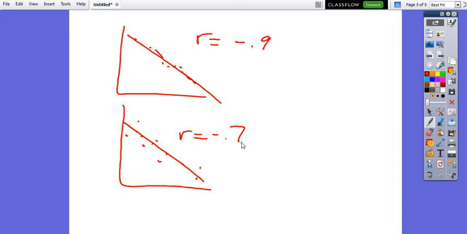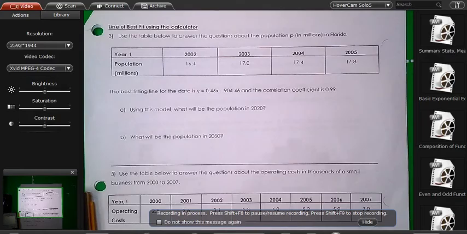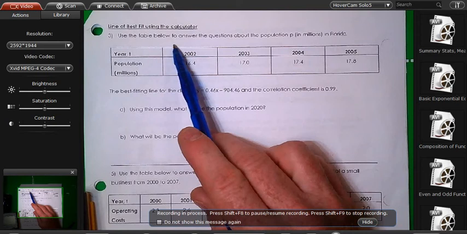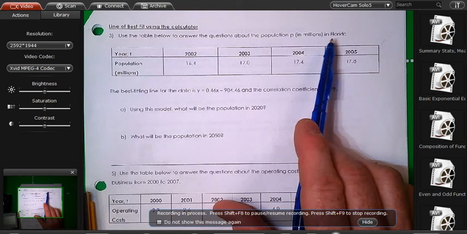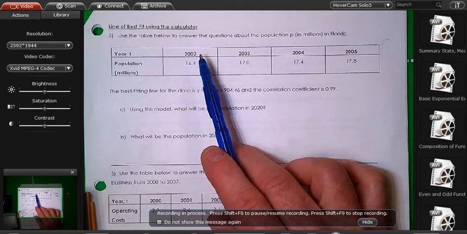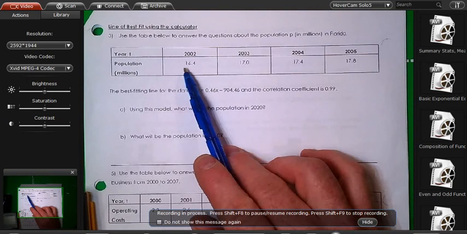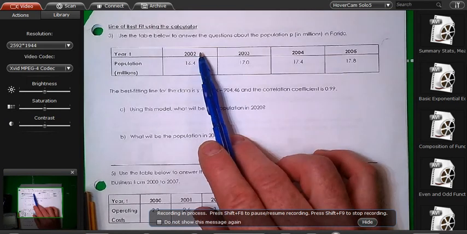All right, so let's take a look at your packets. On the packet from yesterday, the last page, we had line of best fit using the calculator. Use the table below to answer the questions about the population P in millions in Florida. I've got two parts of this table. I've got the year and I've got the population. So how many lists do you think we're going to use in our calculator?